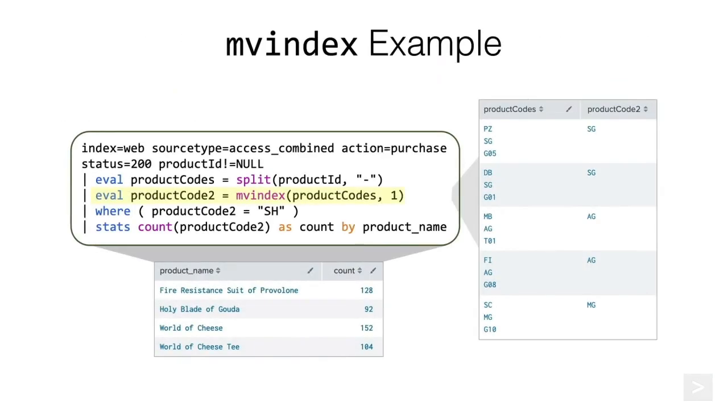Now, in this next scenario, sales wants a count of all product names sold yesterday on the Buttercup Games website whose second product code's value is SH. We are going to use the split function that we talked about earlier in this search, along with the MV index function.